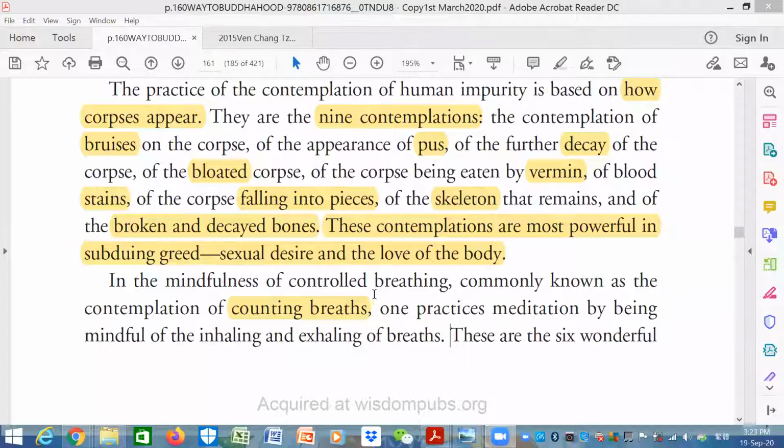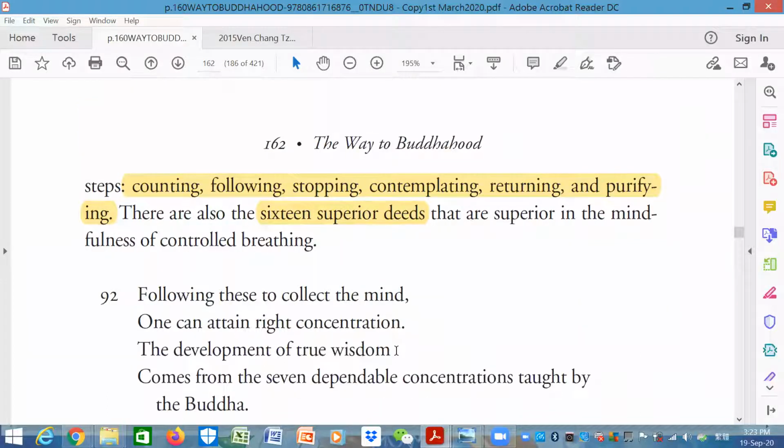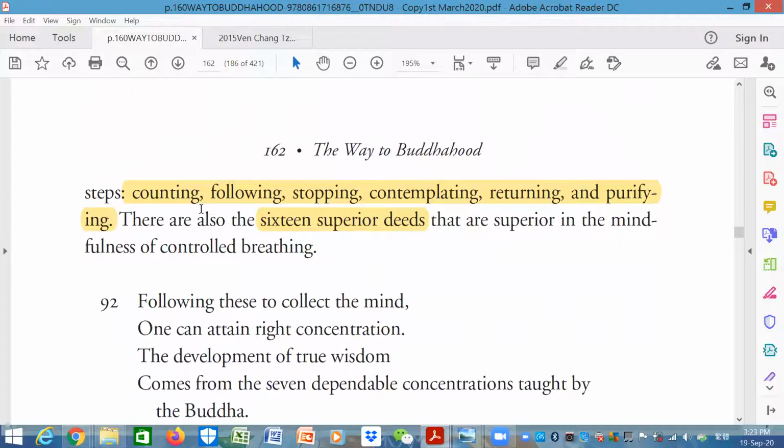Okay, when we talk about the anapanasati, let's take a look. There is counting breath. There are 6 steps: counting, following, stopping, contemplating, returning, and purifying. Okay, class. The last 3 are the vipassana. I think this is the production of the China monks. Until now, I cannot understand how they use it because the theory is very abstract. I can't even remember it.